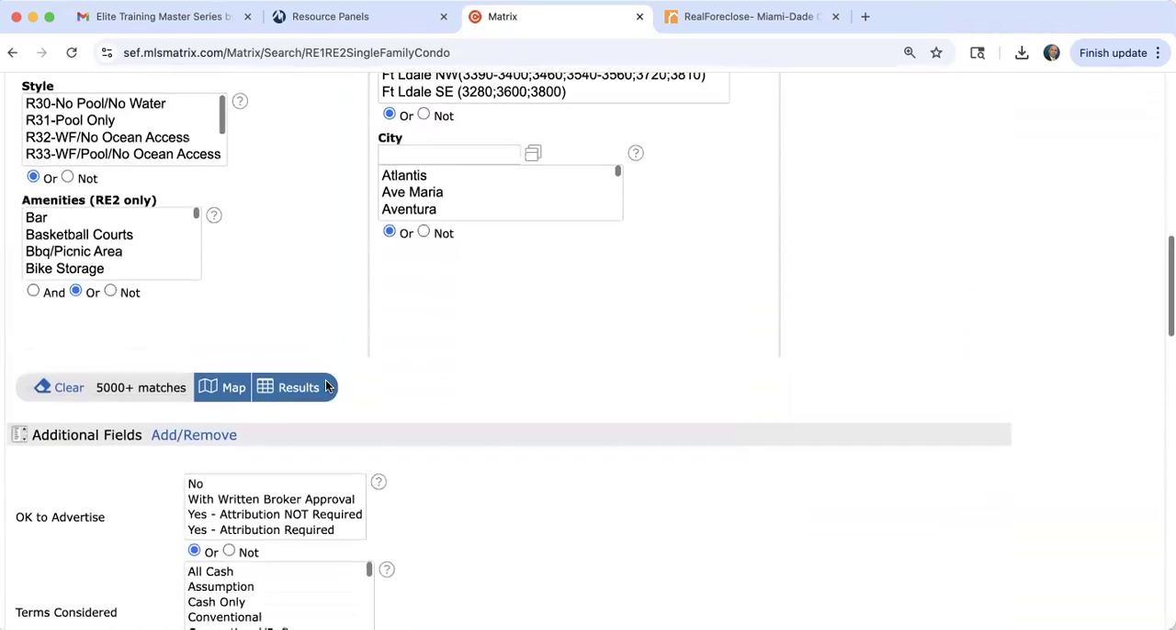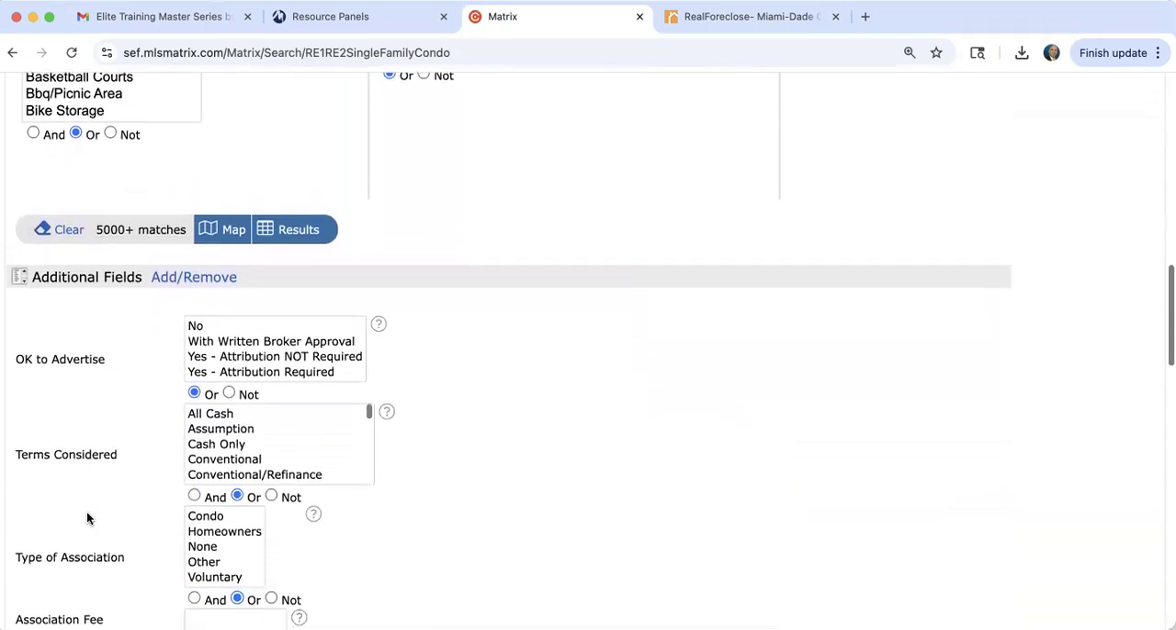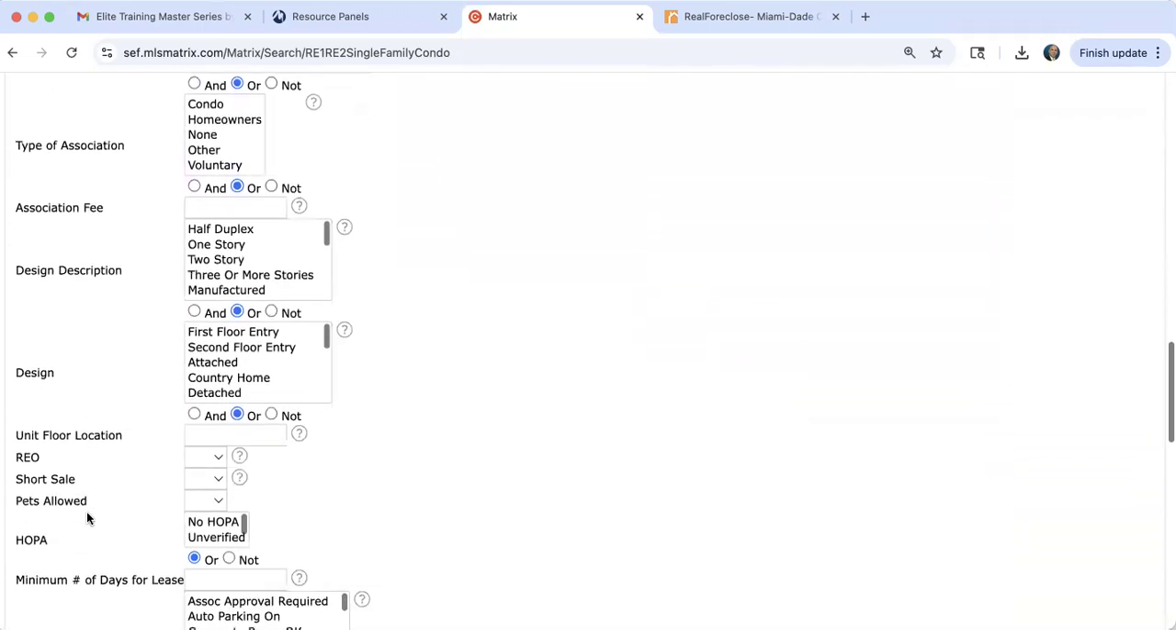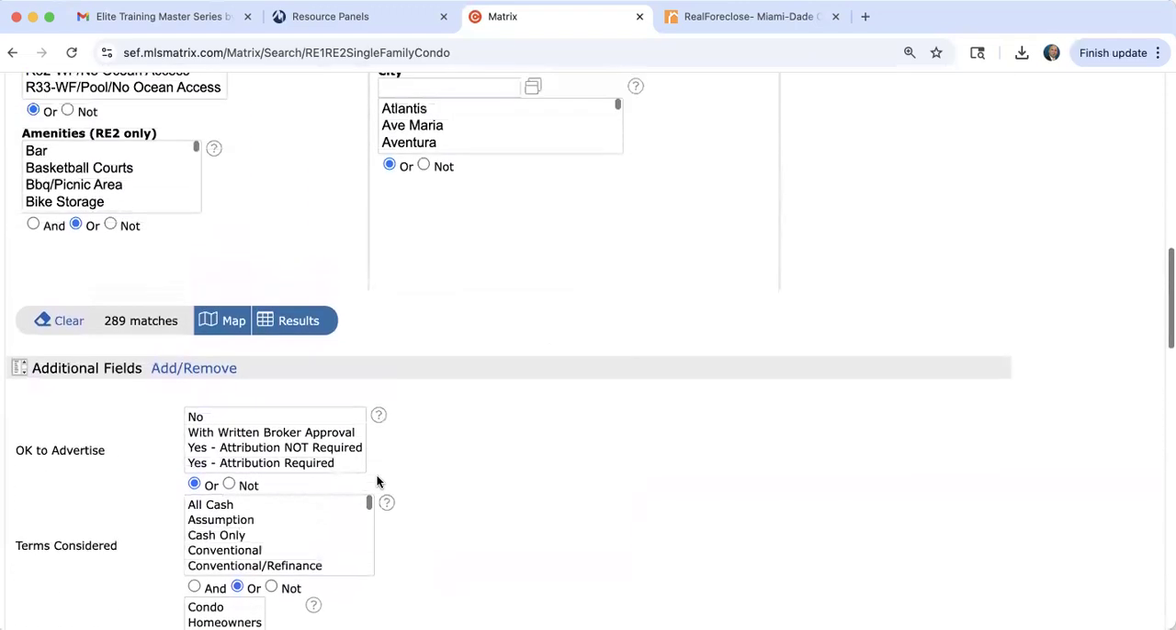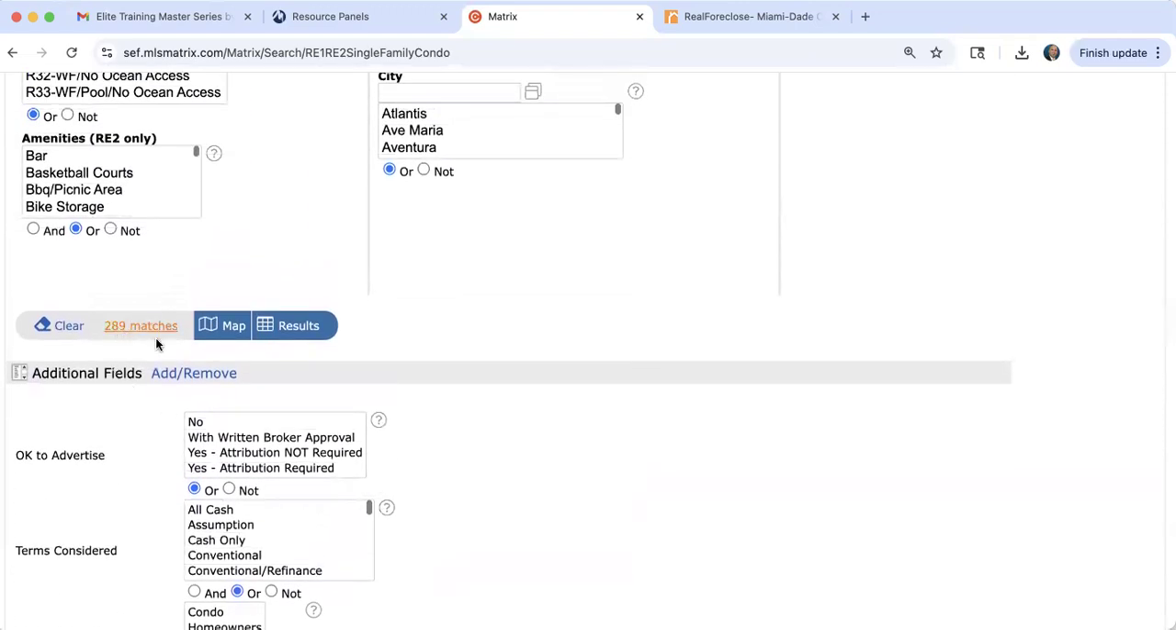Now down below, underneath the additional fields, you will need to add an additional field called REO. These are your foreclosed properties, properties that were on the market or are on the market and being sold by the bank. So these are your bank-owned REO properties. Let's go ahead and click on yes. And as you see here, there are a total of 289 single family homes right now in our Southeast Florida MLS that are foreclosed and for sale.